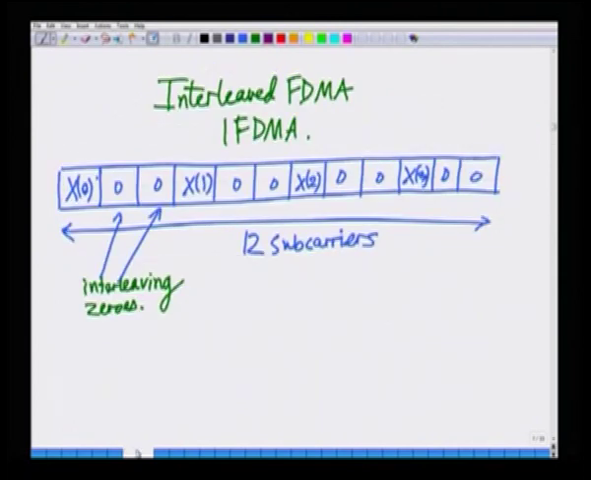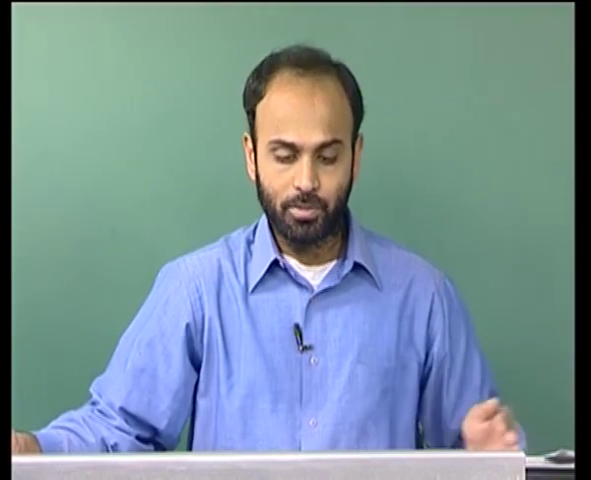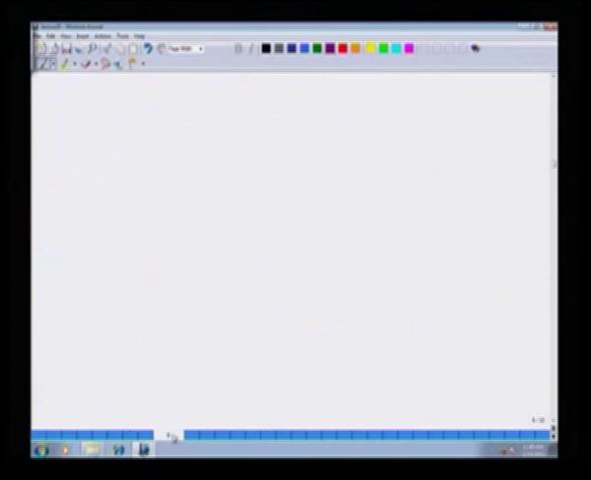Hence, there are two techniques. One is to interleave the zeros. This is termed as IFDMA. The other is to zero pad. This is termed as LFDMA. In fact, this is used in LTE, which is the 4th generation wireless communication standard. So, this brings us to the conclusion of the section on OFDM. Hence, let us now summarize the different modules that we have seen in OFDM.